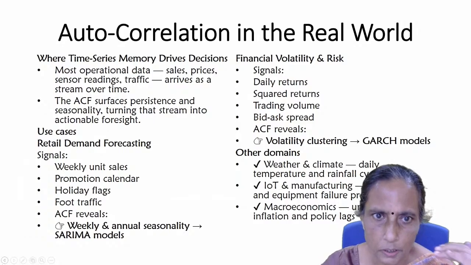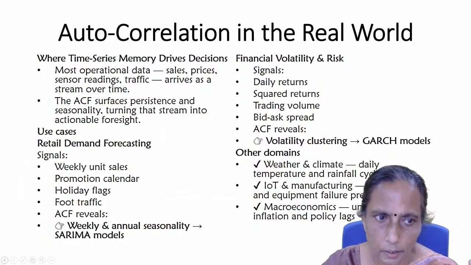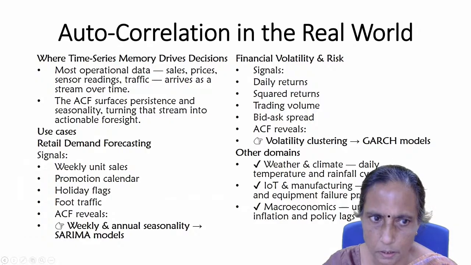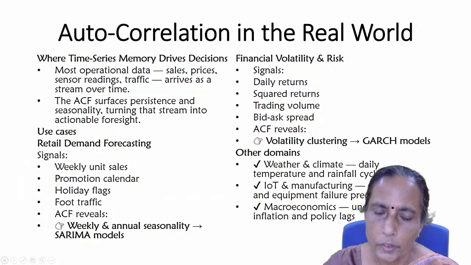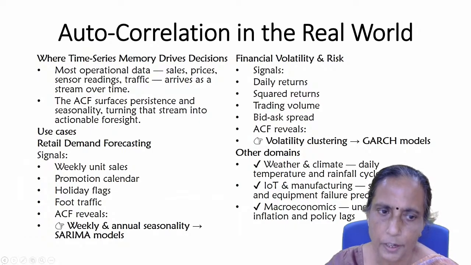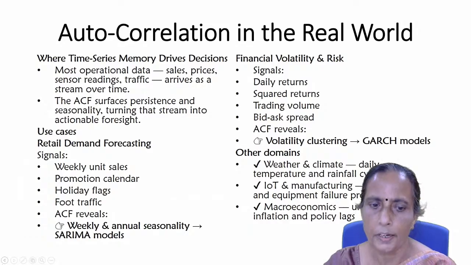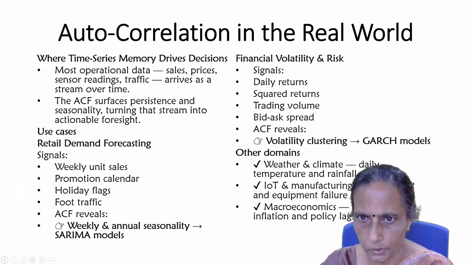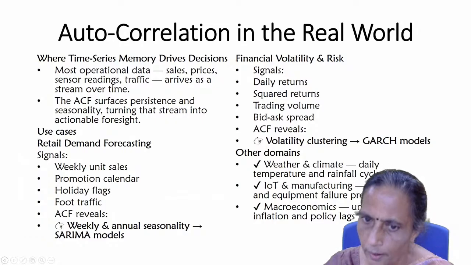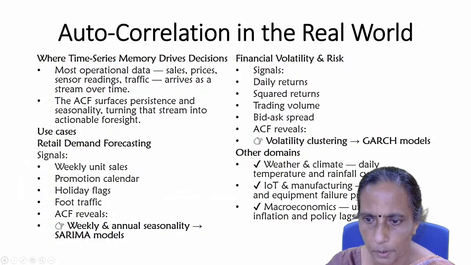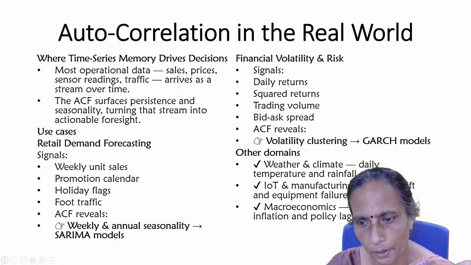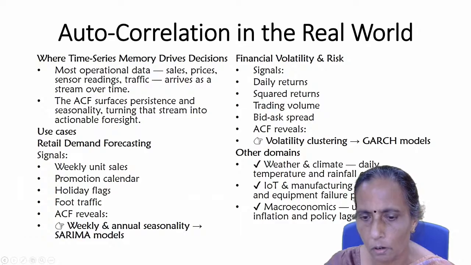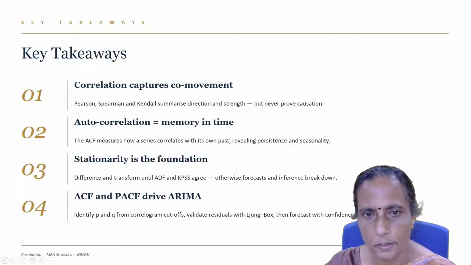So, autocorrelation in the real world, where time series memory drives decisions. For retail demand, the autocorrelation function surfaces persistence and seasonality, turning the stream into actionable foresight. So here are the use cases: retail demand forecasting, with signals like weekly unit sales, promotion calendar, and weekly or annual seasonality of sales. Financial volatility and risk. Other domains like weather and climate: daily temperature and rainfall cycles. IoT and manufacturing. Macroeconomics: unemployment, inflation and policy lags.